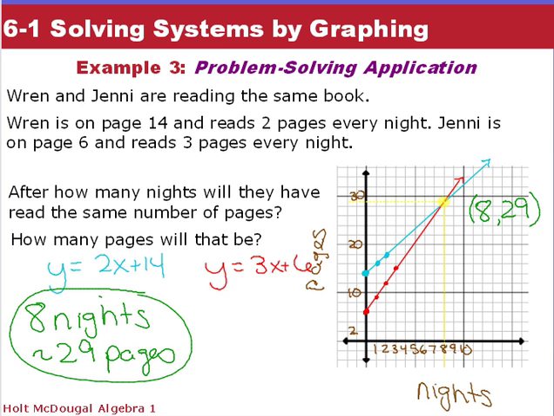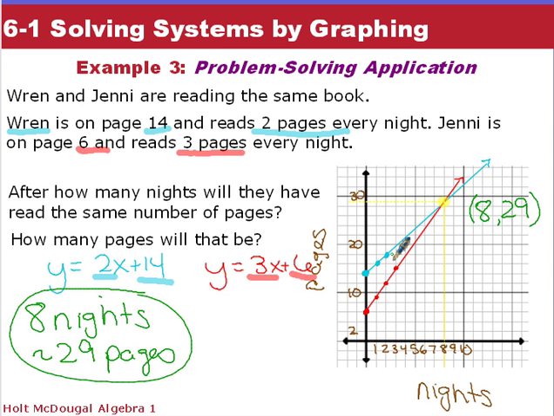So first we have to write our two equations out. Looking at Wren, he's on page 14 and he reads 2 pages a night. So he starts on page 14 and he's going up 2 pages every night. And Jenni is on page 6 and she reads 3 pages every night. Graphing those two equations, for Wren we start with the y-intercept being 14. We go up 2 over 1, up 2 over 1, continue on.